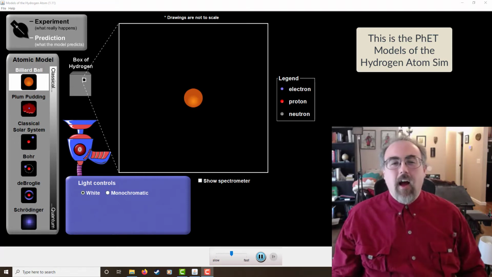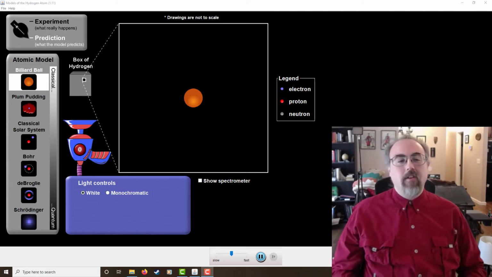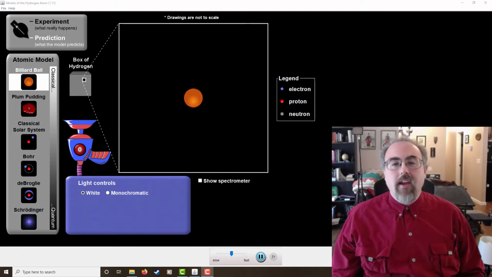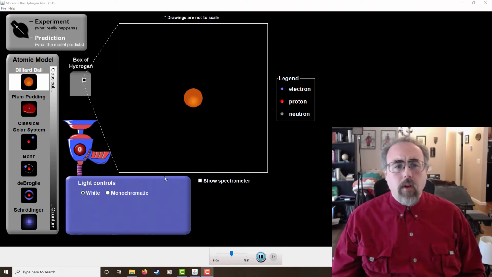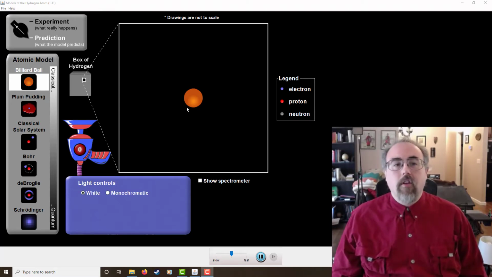So today, looking at different ways of understanding how the innards of the atom work, and then continuing on and understanding how that affects chemistry as a whole. So the earliest model of the atom was the billiard ball model. That would be John Dalton's from the early 19th century.